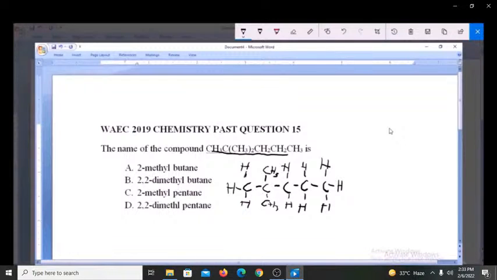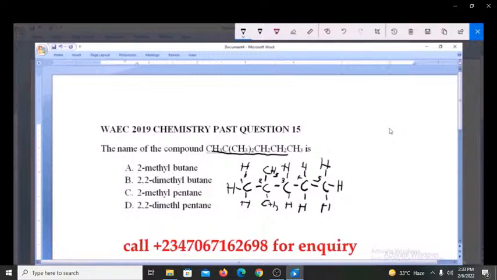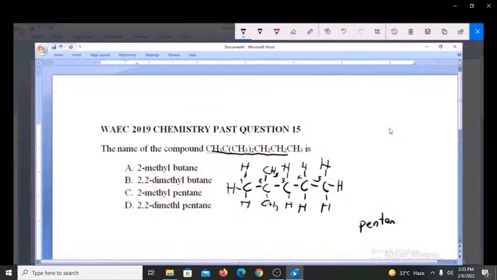First, you count the number of carbon atoms, starting from the carbon atom closest to the functional group. So this is carbon atom 1, this is 2, this is 3, this is 4, this is 5. And it is an alkane because there is no double bond or triple bond. It's all single bonds linking each of the carbon atoms. So that then means that, since you have 5 carbon atoms, the name will end in pentane, which is 5 carbon atoms.